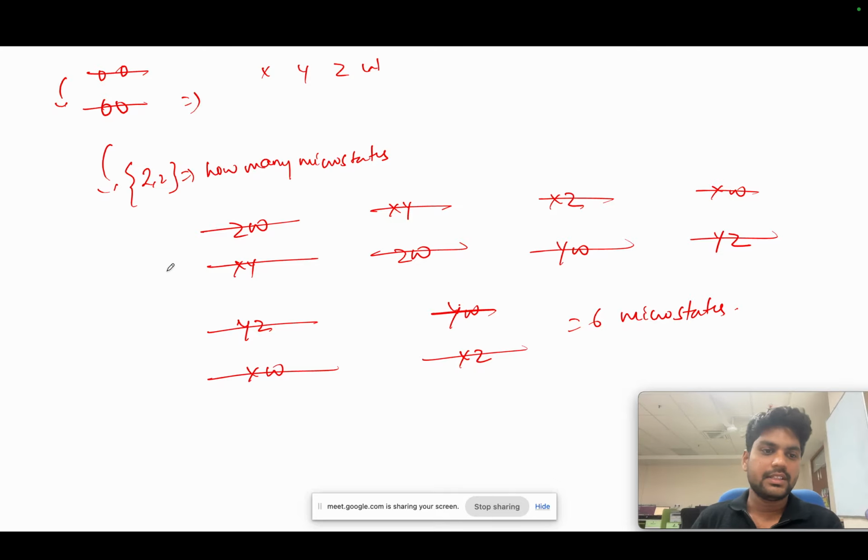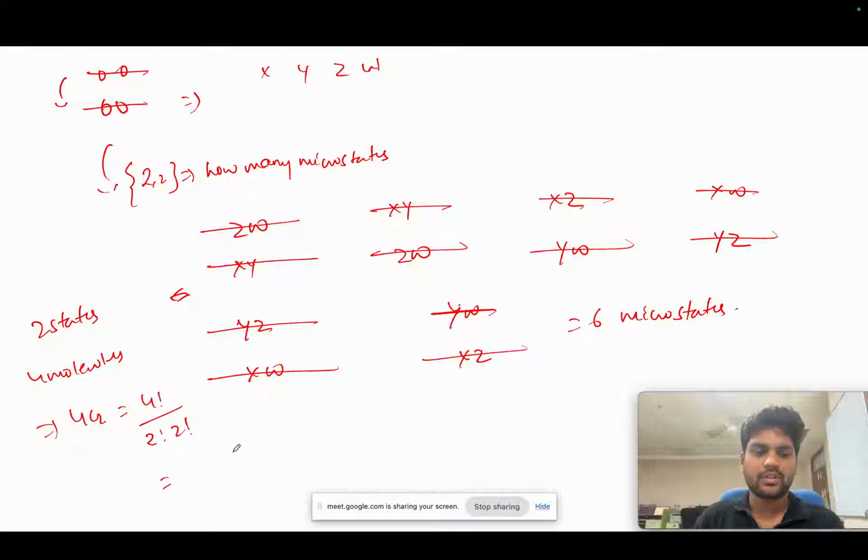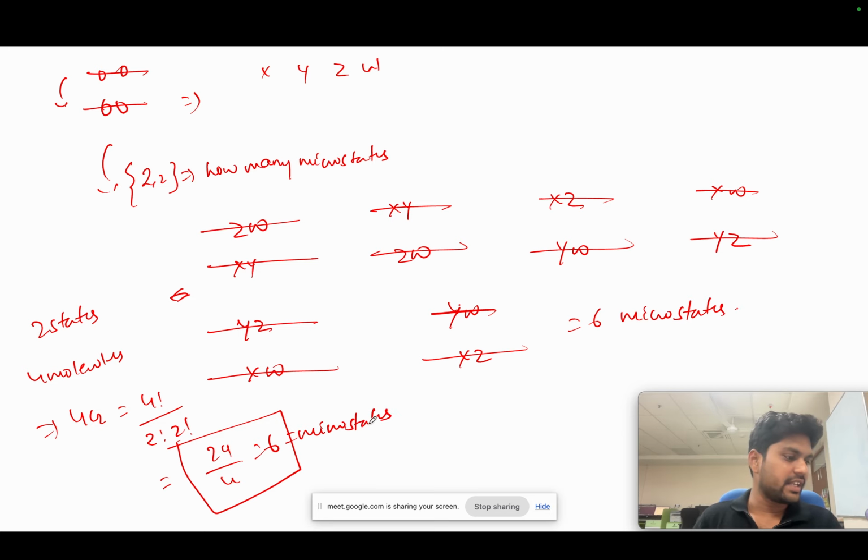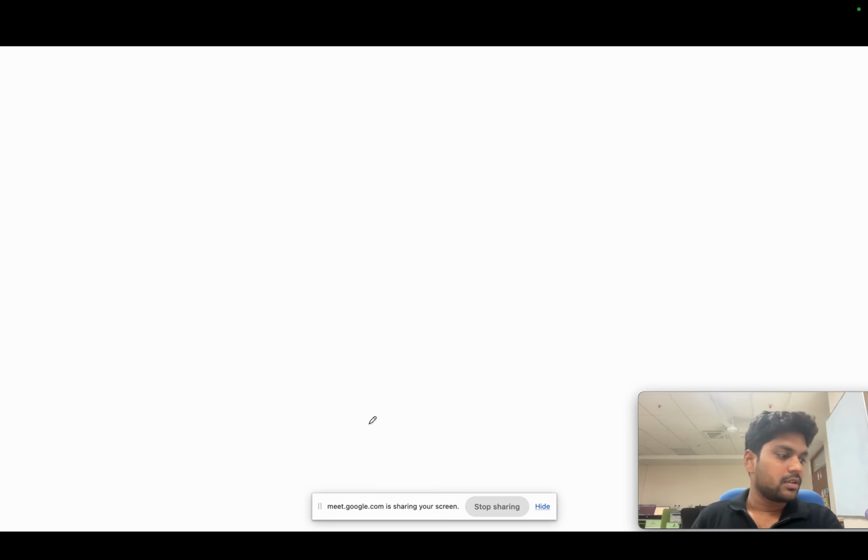You can calculate this in a different form also. You have 2 states and you have 4 molecules. So how many combinations you can get was 4C2, which means 4 factorial by 2 factorial into 2 factorial. So you will get the 6 microstates.